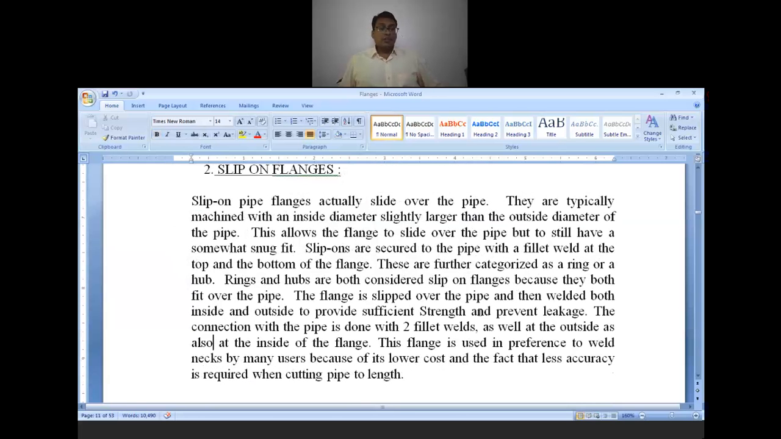Now slip-on flange. These actually slide over the pipes. That means it can be rolled over the pipe. They are typically machined with an inside diameter slightly larger than the outside diameter of the pipe. This allows the flanges to slide over the pipe, but still have a somewhat snug fit. That is why it is called a slip-on flange. That is, it slips on the pipe, slips over the pipe.